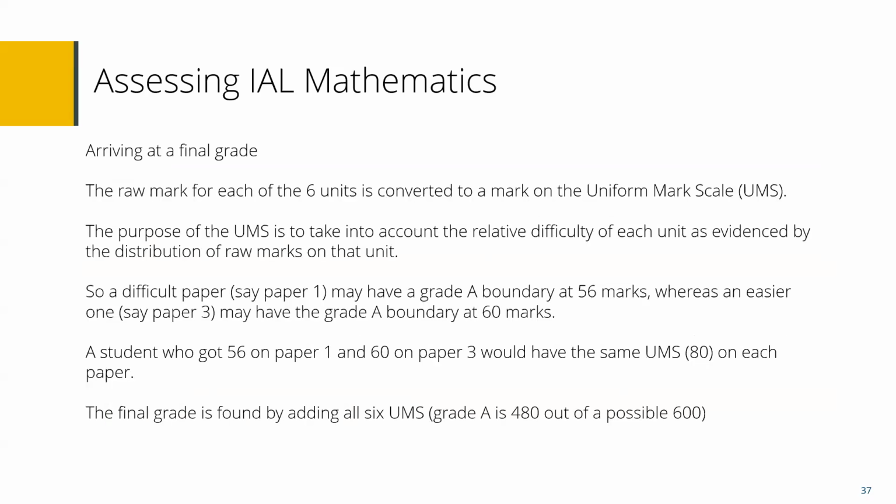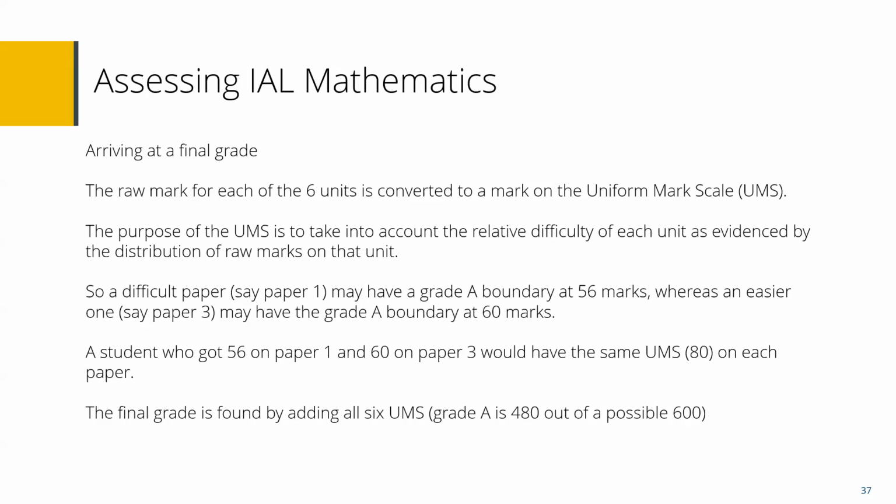So, arriving at a final grade: the raw marks for each of the 6 units are converted to a mark on the uniform mark scale. That's what we mean by UMS. The purpose of the UMS is to take into account the relative difficulty of each unit, as evidenced by the distribution of raw marks on that unit. That's how they use it, to make sure the difficulty year on year of the exams is similar.